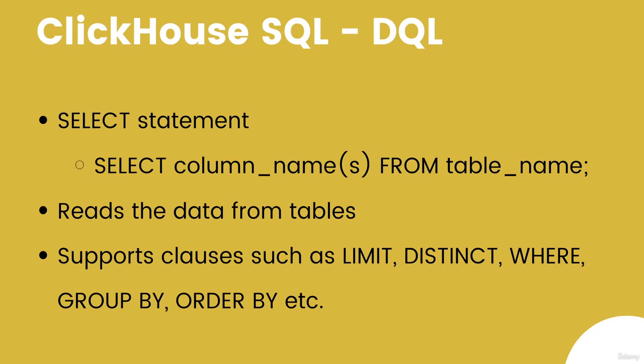A select statement is a statement that is commonly used to query the data. The simplest form of a select statement is given here. It starts with the select keyword followed by the column names, which is followed by the from keyword and then the table name. So this statement will read the values for the specified columns from the specified table. Select statements support clauses such as limit, distinct, where, group by, and order by. Let us look at an example for each of these clauses.